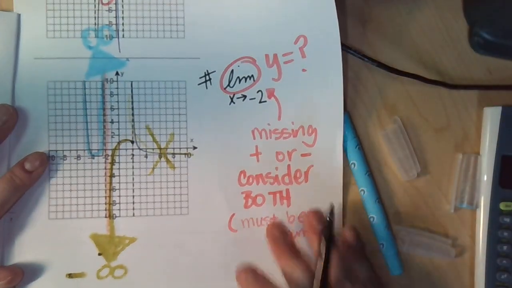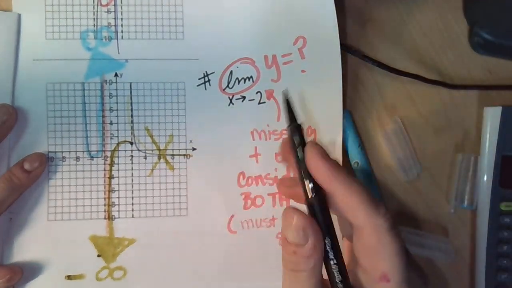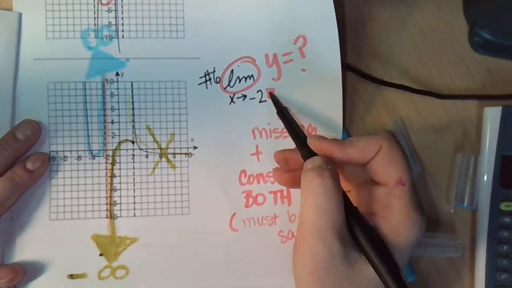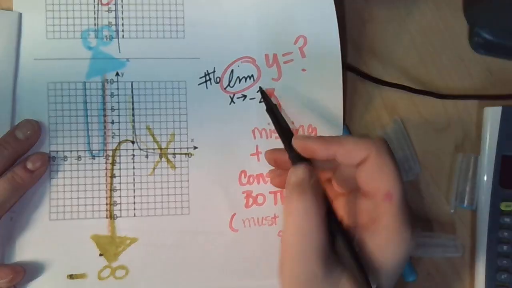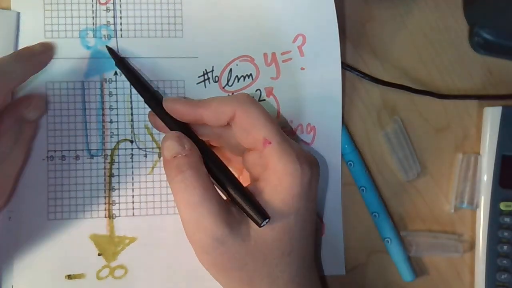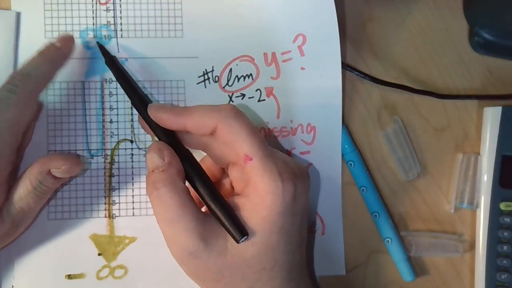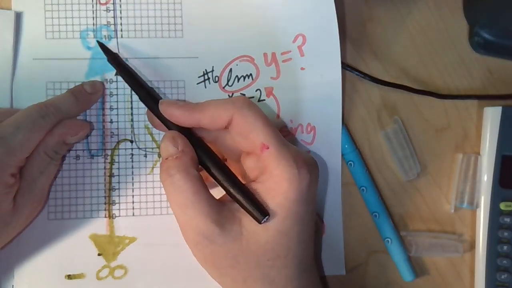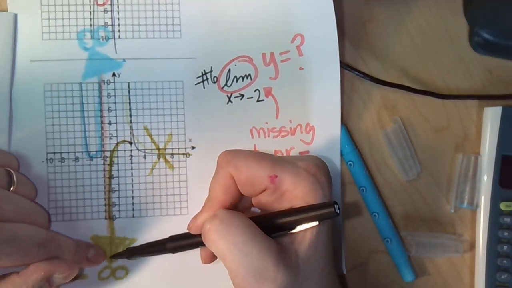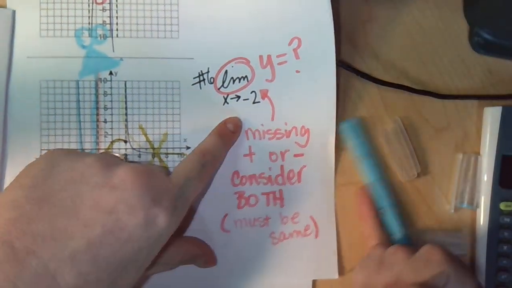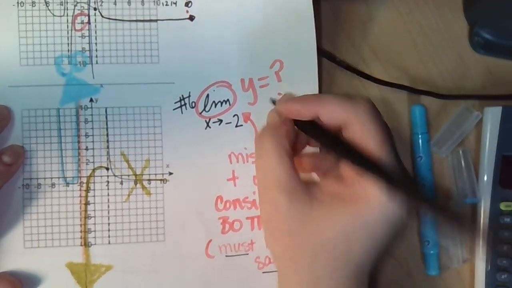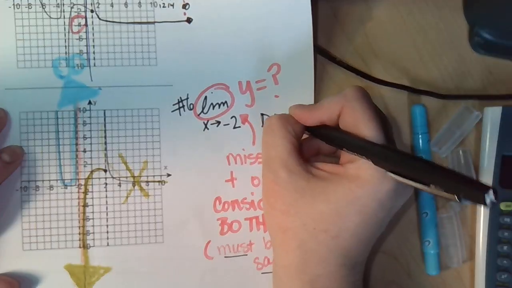Now number 6 did not have that plus or minus up in the air, so that means you have to consider both, the left and the right. The limit from the left, or the y value on the left, was infinity. The y value on the right was -infinity. So if we're considering both, they are not the same, so it does not exist.